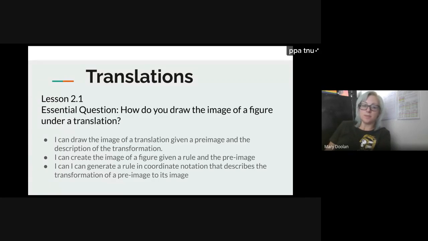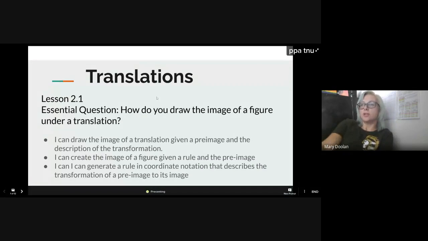All right, so we're talking about translations today, which is a type of transformation. It's when you take geometric figures and you move them around the coordinate plane. We're going to talk about translations, reflections, and rotations, and today we're starting with translations, which is basically a slide, if you remember that.